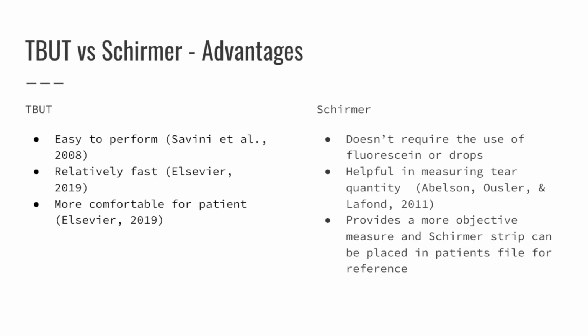In comparison to one another, both tests consist of various advantages. For example, the TBUT test is an easy one to perform, it's relatively fast, and it's much more comfortable for the patient. In comparison, the Schirmer doesn't require the use of fluorescein or drops, therefore can be seen to be more advantageous for the patient. It's more helpful in measuring tear quantity and provides a more objective measurement, and Schirmer strips can actually be placed into the patient's file for future reference if needed.